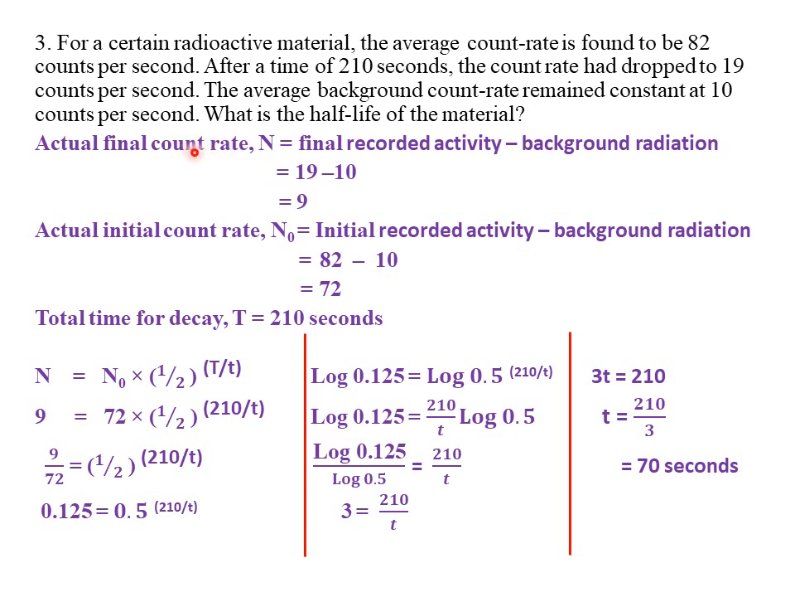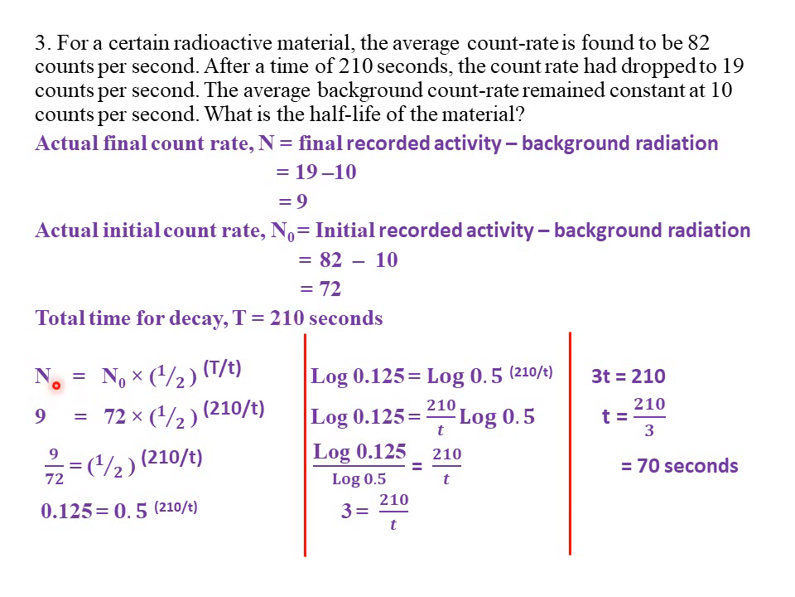as the actual final count rate, or the actual remaining count rate. Therefore, we also find the actual initial count rate, n naught, will just be the initial recorded activity, then of course minus the background radiation. So the initial recorded activity was 82 counts per second, then minus the background radiation, which was maintained at 10 counts per second. Therefore, 82 minus 10, you're going to get 72 counts per second as the actual initial or original count rate. Then the total time taken for the decay process to take place was 210 seconds. We are told after a time of 210 seconds. So this is the total time for the decay process.